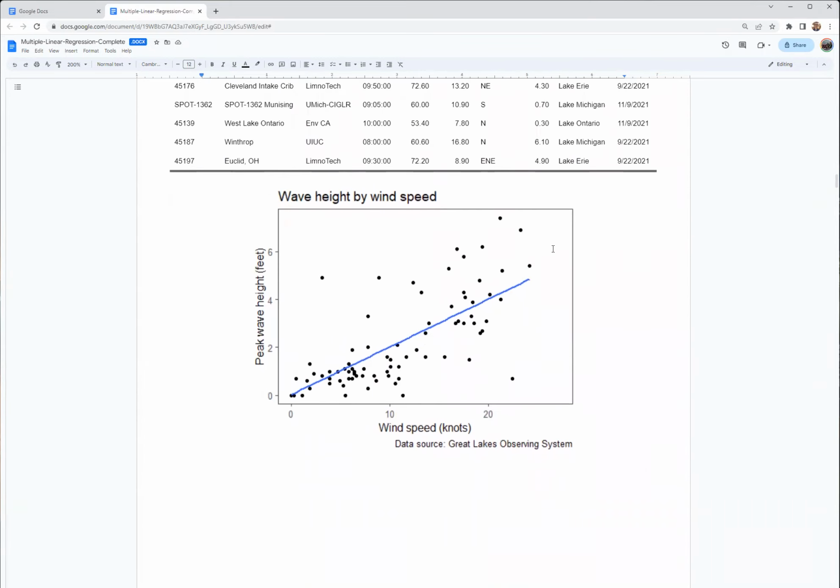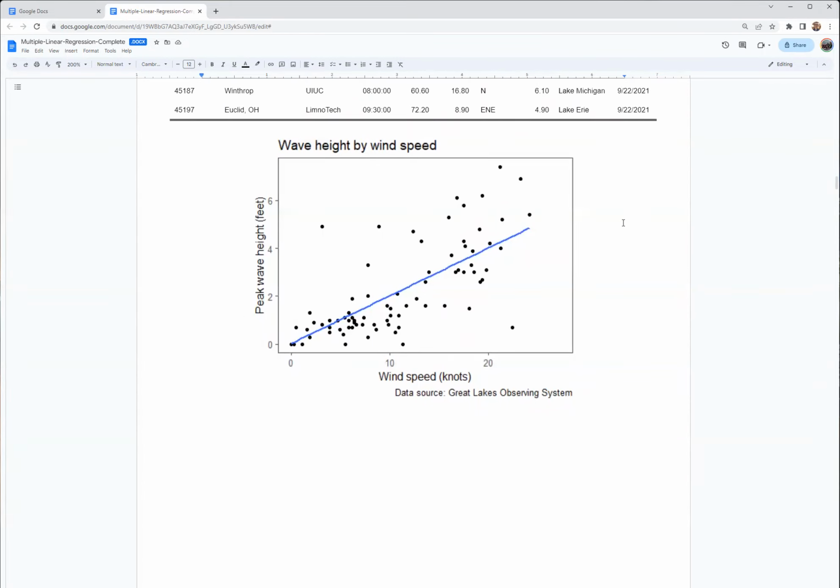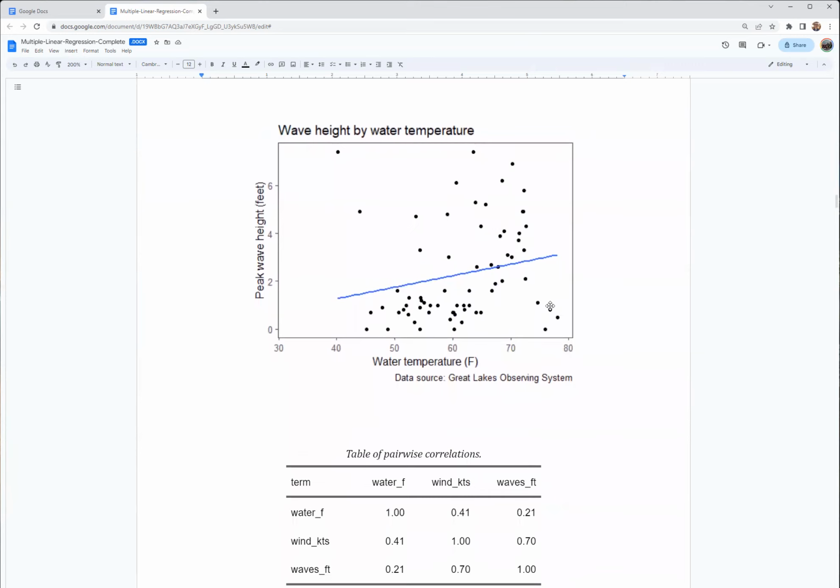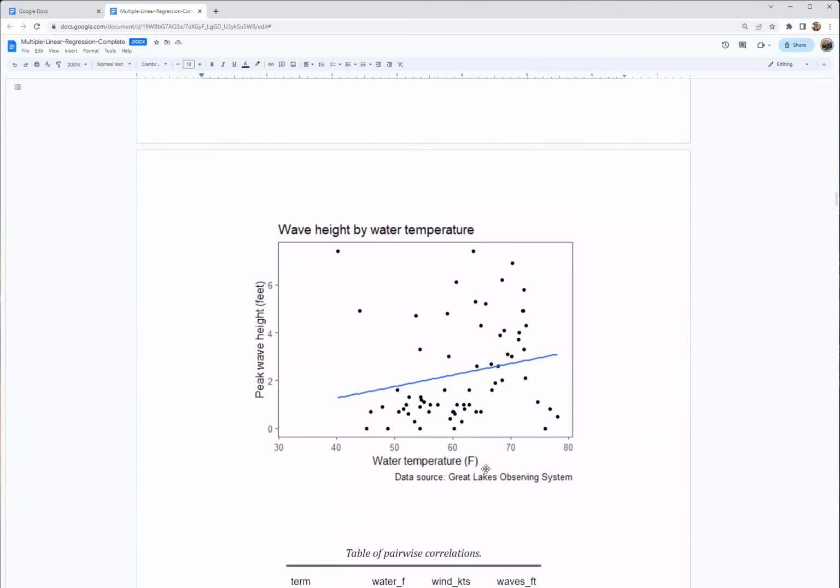So multiple linear regression, this would alone be a decent simple linear regression model. Now that we have multiple linear regression, we can take into account more than one predictor. So we can use more than just wind speed. Now we can also look at the relationship between the water temperature and the wave heights as well.